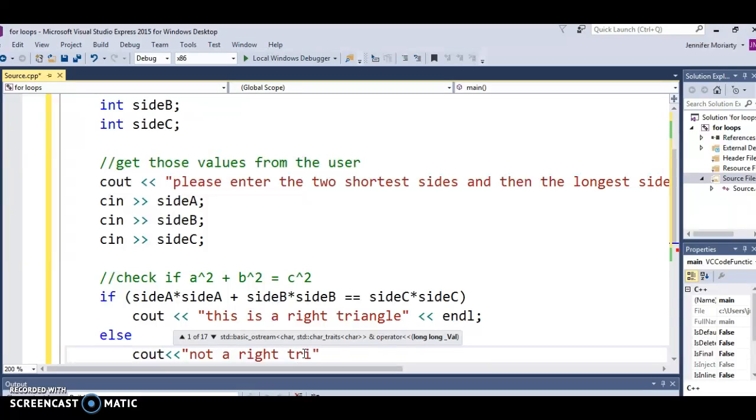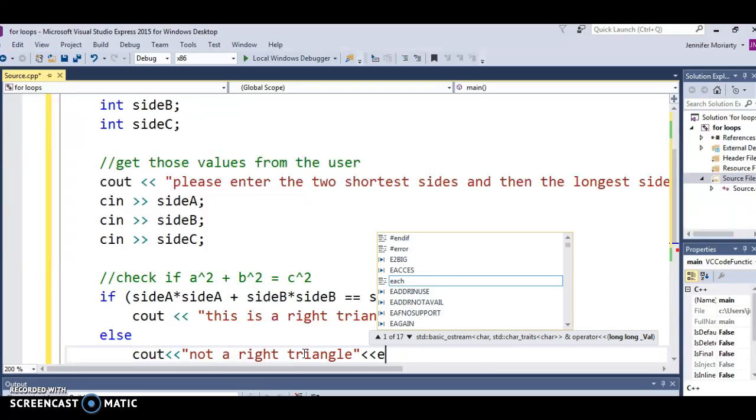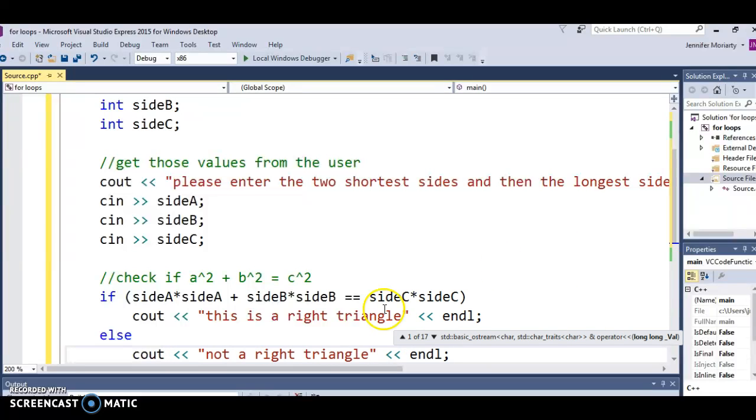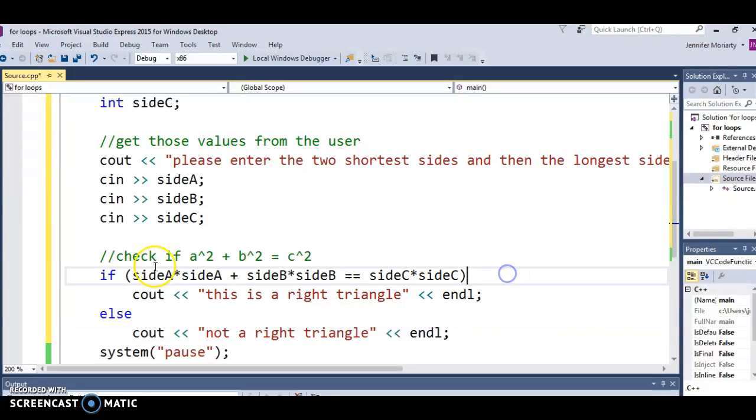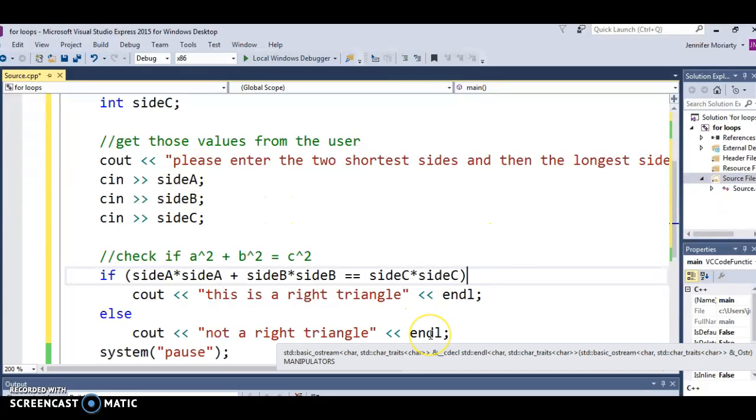Not a right triangle. Alright, so that's pretty much it. So if you guys notice here, this is just the Pythagorean theorem that you guys have been using since 5th grade or whenever you were first introduced to that. It's just a squared plus b squared equals c squared. And we're just checking if these values that we get fit in that equation. If it fits, if it's true, we're going to say it's a right triangle, otherwise we're going to say it's not. So let's go ahead and test it.